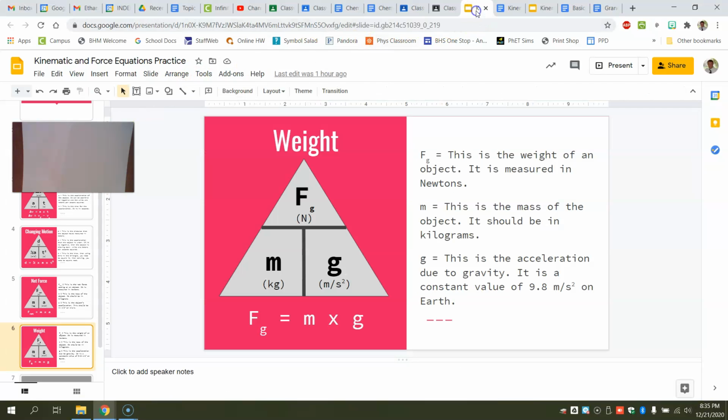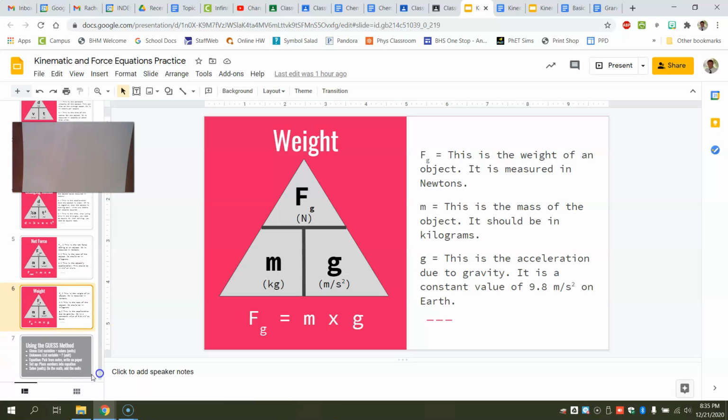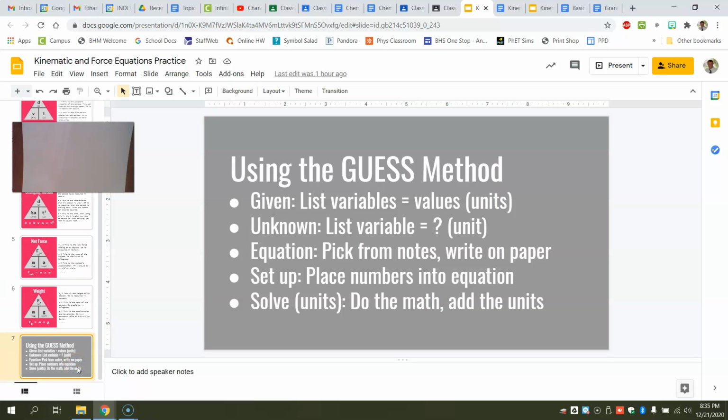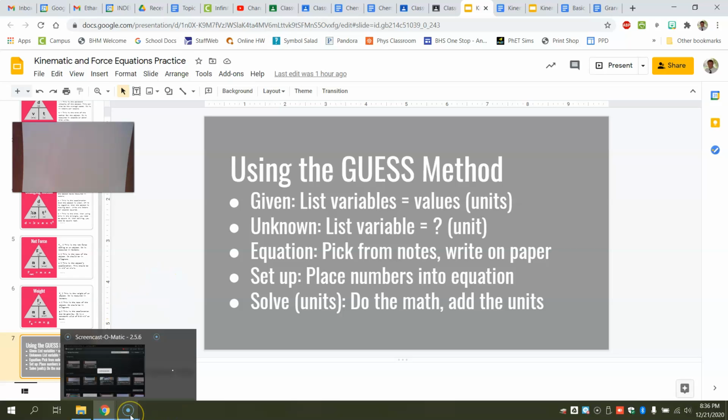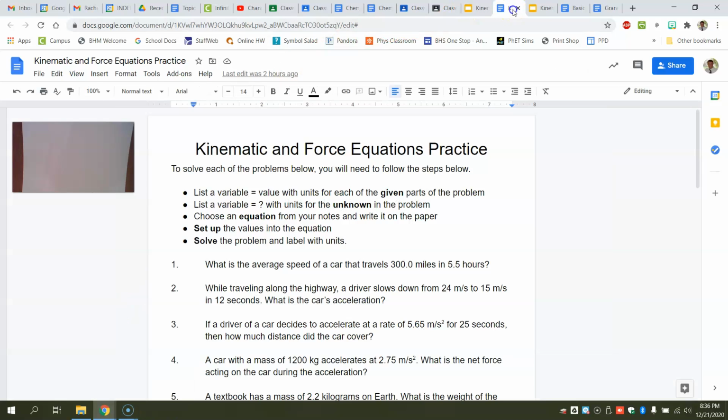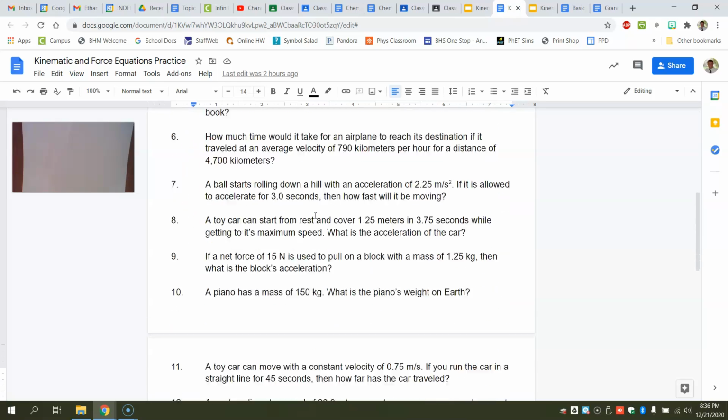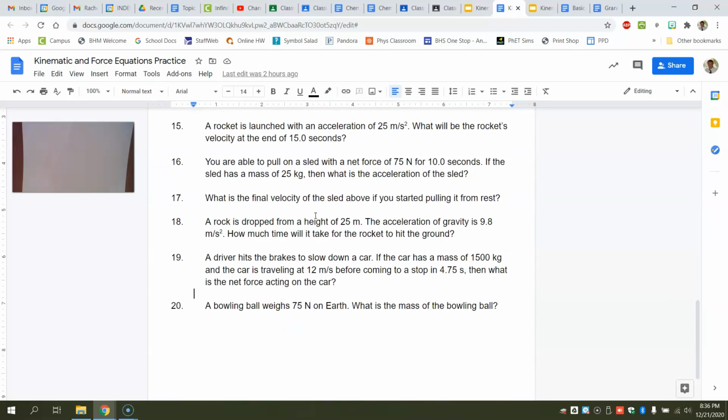Now I want to just go back here, make sure, I think I left off my last slide, what is the GUESS method? And so this is where we have given values. These are where we're going to list all the variables that we see. We're going to say what the value is, make sure we put the units on it. We're going to list what the unknown is, what are we looking for, and make sure we put a question mark with the unit. Pick an equation from our formula sheet, and then we're going to set our numbers up and solve it. Okay, so that's kind of our GUESS method. I'm going to switch over now to that sheet, and you can see that we've got like 20 questions that I want you to kind of work through.